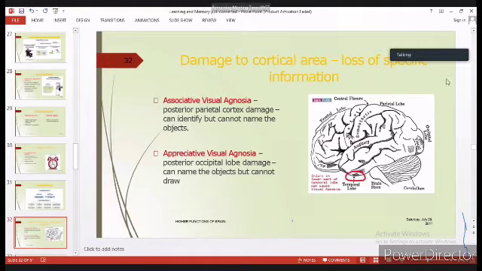So the other one is called apperceptive visual agnosia. For this one, it's mostly to do with posterior occipital lobe damage. They can name the objects, but cannot draw the objects. So they can name and identify the objects, but when you ask them to draw an object which they were able to draw before they got injured, or before they got a lesion around that area, they cannot draw it. So that's one of the things that someone might have.